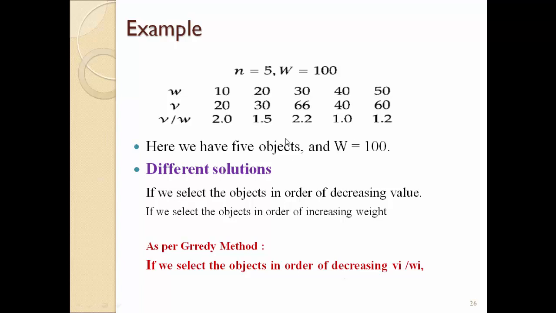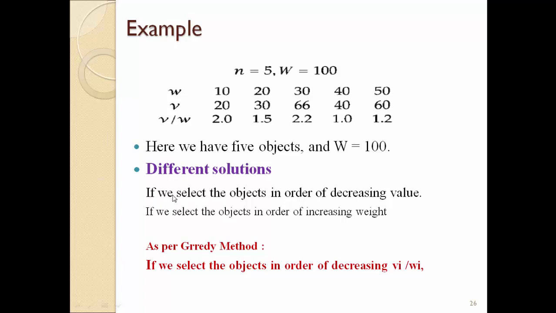And if we select the objects in order of decreasing Vi divided by Wi, it means that we can select 2.2 first, or we can say the third object we have to select first, then the first object because 2, then the second object 1.5, then the last object 1.2, and then the fourth object, which has the value 1. In this way we can select, and this is actually our greedy algorithm which gives the best solution. So let us check every option first.